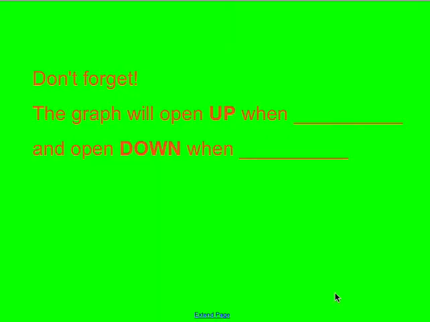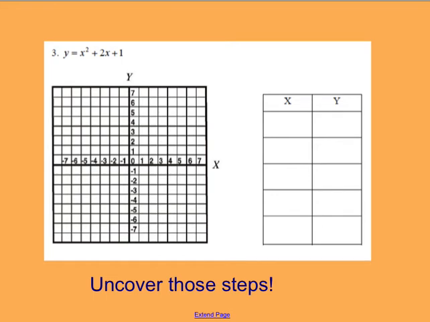So just as a reminder, this is on the front page there, the graph will open up when A is greater than 0, and it will open down when A is less than 0. Now that's important because if it's supposed to open up and your graph opens down, then you know you did something wrong. So let's take a look at number 3.